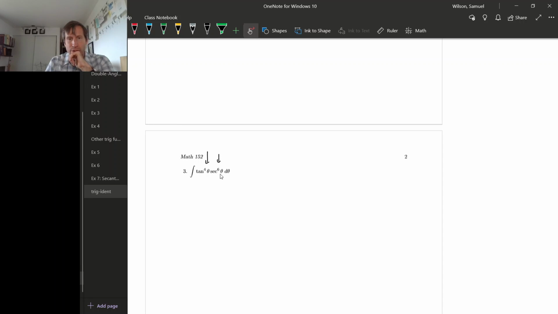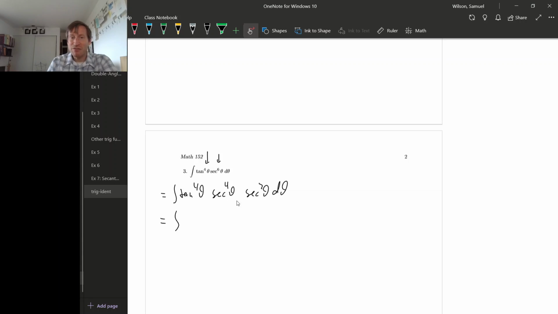So if I take 4 factors of secant and turn them into tangents, I'll be left with 2 factors of secant. And then I'm set up for a U substitution using tangent. That sounds like a plan. So tangent to the 4th theta, I'm going to take 4 factors of secant, set those aside. That leaves 2 factors of secant, which we're going to use for our U substitution for du.